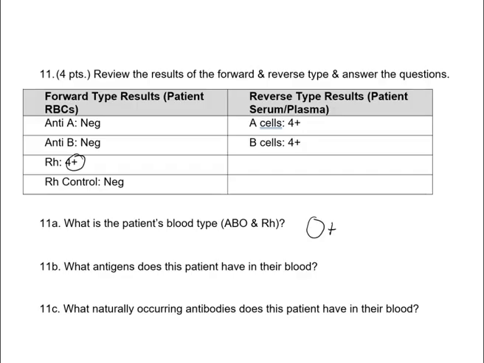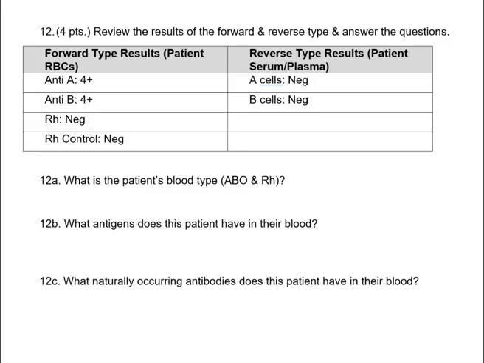So what antigens does this patient have? This patient has none. Remember, to be an O-type patient, you cannot have any antigens on your red blood cells. But in your plasma, you can have A and B antibodies.